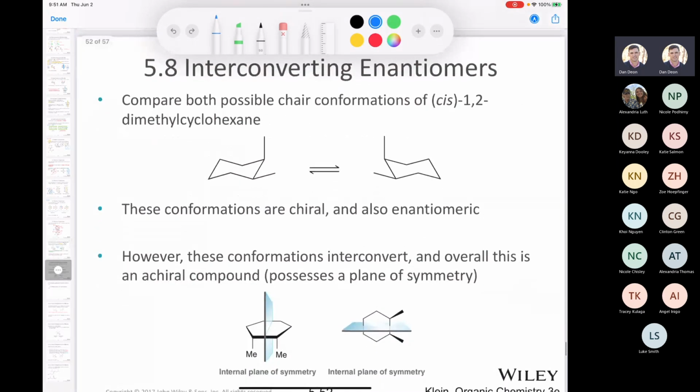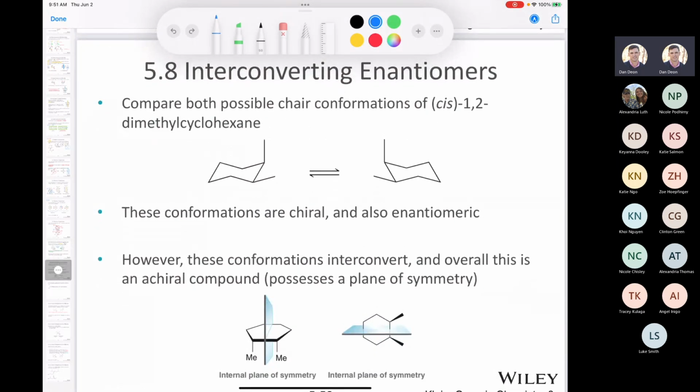Now, another interesting example is what if you look at the two chair conformations of cis-1,2-dimethylcyclohexane. You see that this methyl is going up and axial, this one is equatorial, and then we flip the ring, and then we have this methyl going up and axial and this one going up and equatorial. Now that's flipping the ring.